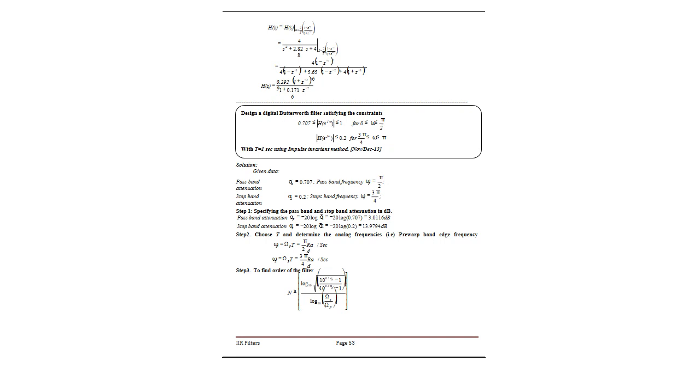Okay. Next, step three is we have to find out the order of the filter, that is, N is greater than or equal to modulus of log root of (10 to the power of 0.1 alpha s minus 1) by (10 to the power of 0.1 alpha p minus 1), divided by 10 log base 10 modulus of omega s by omega p.